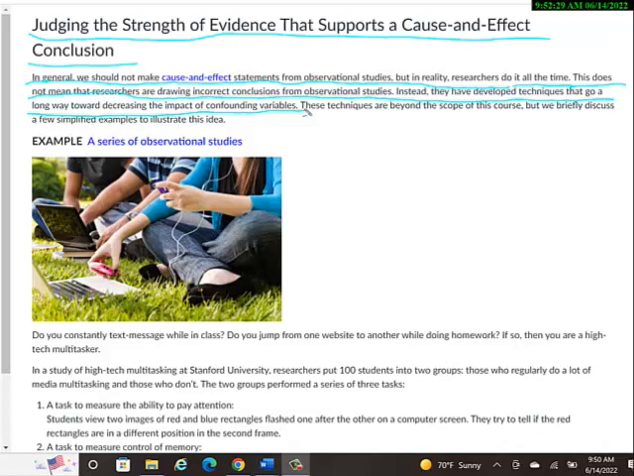But if researchers think of all the confounding variables and take steps toward decreasing the impact of them, then you might be able to draw some kind of cause and effect conclusion. These techniques are beyond the scope of this course, but we briefly discuss a few simplified examples to illustrate this idea. So if you take more statistics classes, or classes for your major, like psychology, there might be parts of those classes where you'll get into more detail on how to minimize the effect of confounding variables to have a cause and effect relationship in your study.